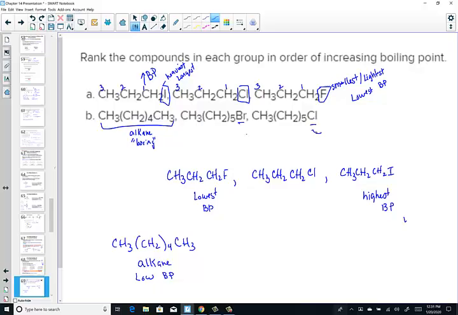Then I would rank the chlorine next. We have a CH3, CH2 taken 5 times, Cl. And then the heavier halogen, CH3, CH2 taken 5 times Br. This heavier halogen creates a stronger intermolecular attraction, so therefore a highest boiling point. And that's our ranking there for letter B.